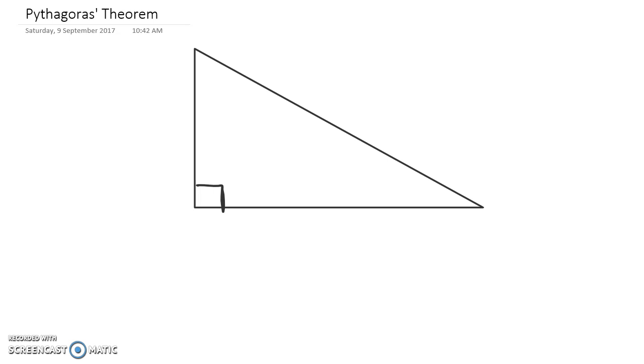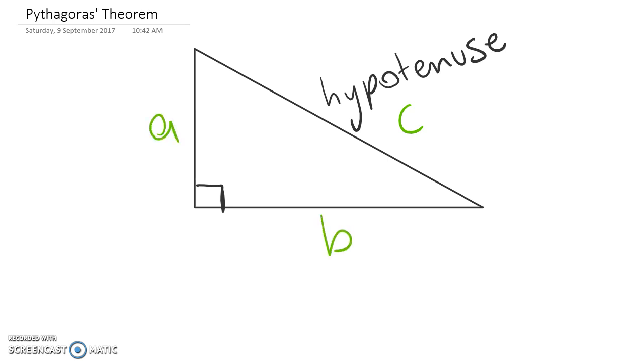We always call the side that's opposite the right angle the hypotenuse. Okay, and we usually use the letter C for the hypotenuse. Then we can label the other sides however we like, but let's use A and B here. Now, Pythagoras' theorem states that A squared plus B squared equals C squared.